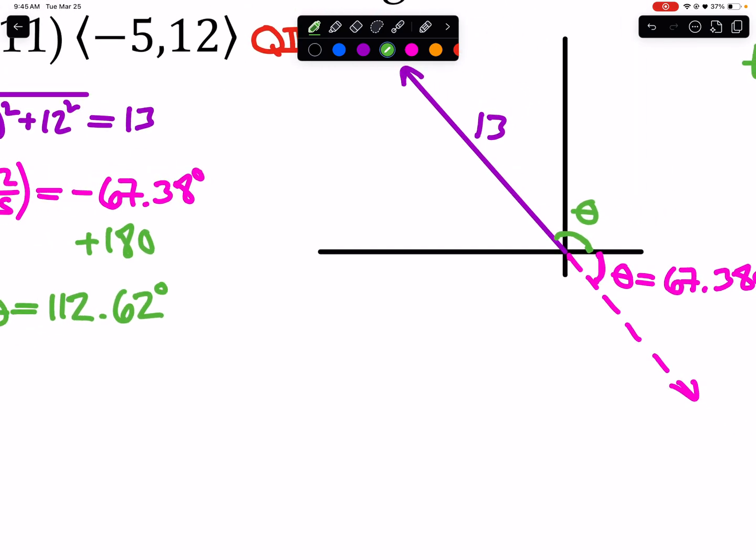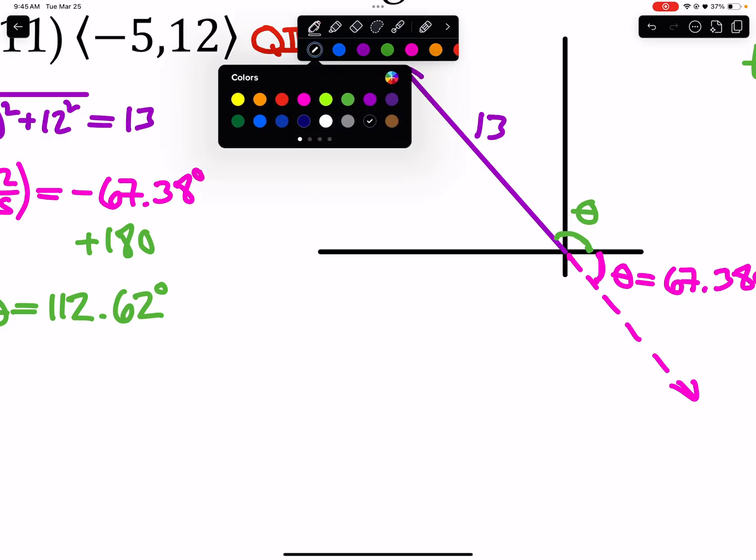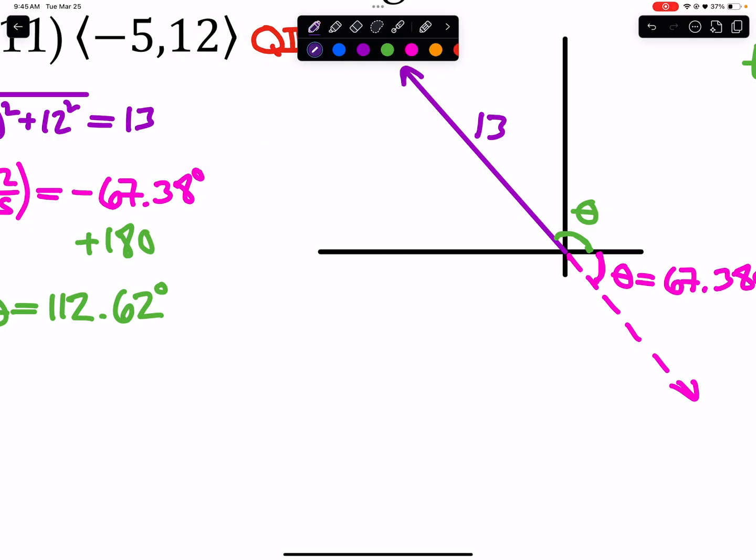Now, here's the thing. I have a couple different angles that I could also find in terms of context. I could find this angle right here, which I'll say theta 1, and then this angle right here would be west of north. But I could also technically find this angle down here, which I'll call theta 2, and then this would be north of west. So there's a whole bunch of different ways that we potentially could classify this angle. So it really just depends.